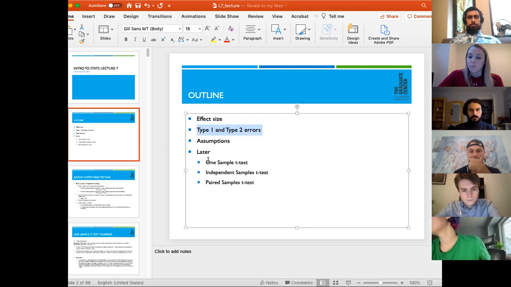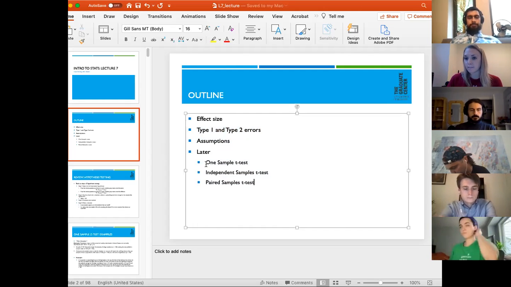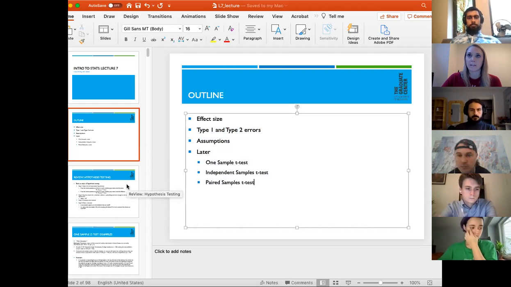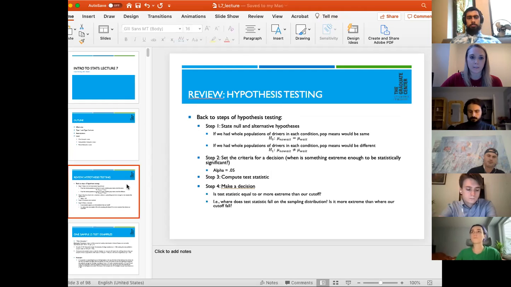Then if we have time, we'll move on to some of the other types of test statistics. We've done a one sample Z. There are other tests called a one sample T test, an independent samples T test, and a paired samples T test. There are all different kinds of these statistical tests that we'll eventually cover, and we'll draw out in what situations you use which test.